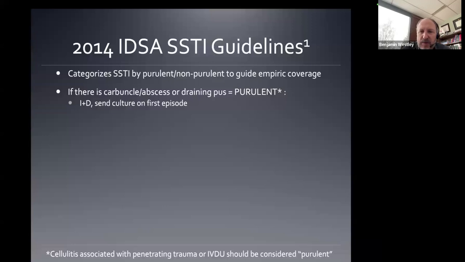Now, the emergency department doctors do not like to do that because it means that they have to follow up on those cultures or be responsible for them. And their literature suggests it doesn't change management because they just give everybody MRSA drug.